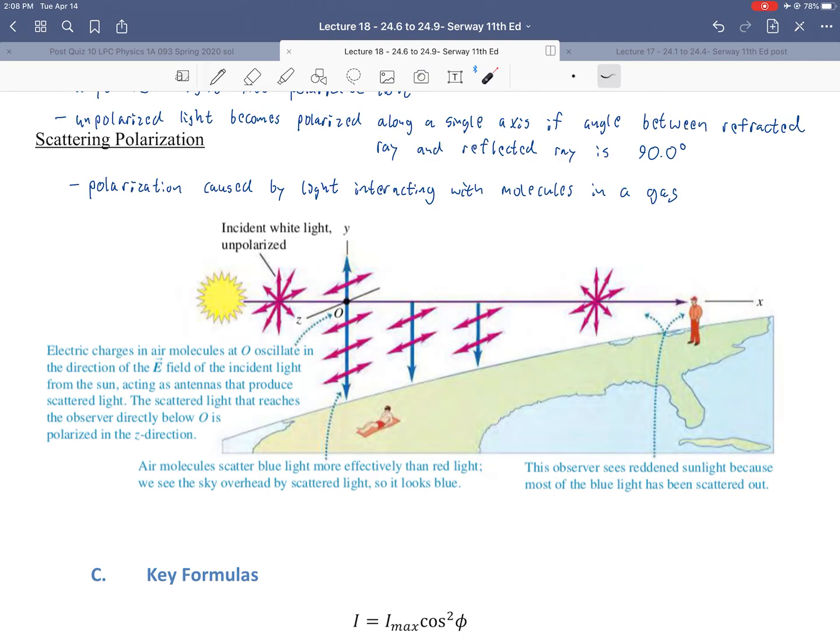And it's not all molecules. It's just particular ones, I believe it's nitrogen. So nitrogen happens to have that particular resonant frequency. So that kind of makes sense, right?